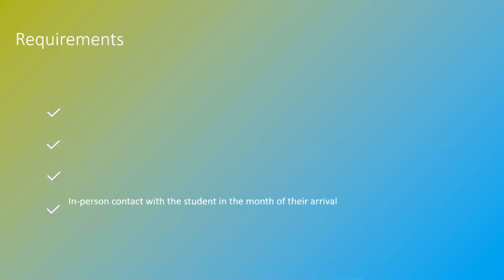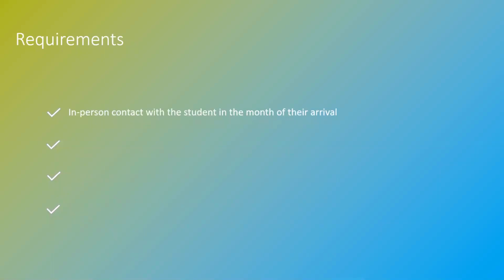So what are the actual requirements? The first, the student has to have an in-person contact within the calendar month of their arrival. So if they arrive July 27th, they have to be seen in person by July 31st.